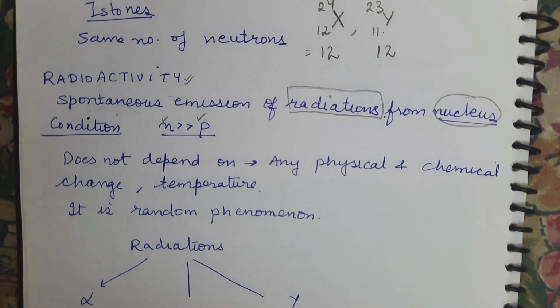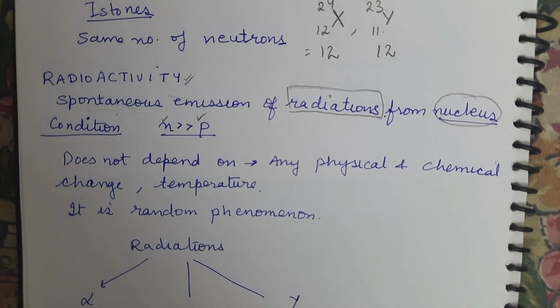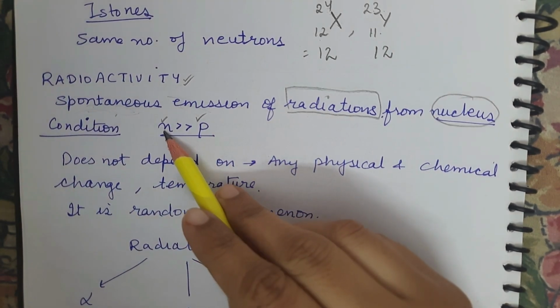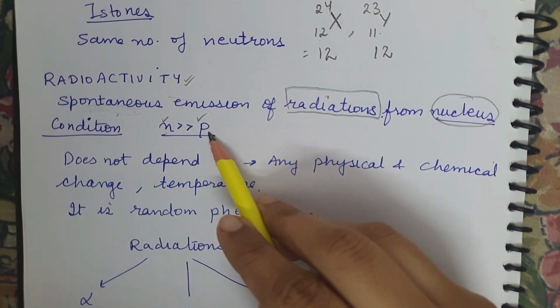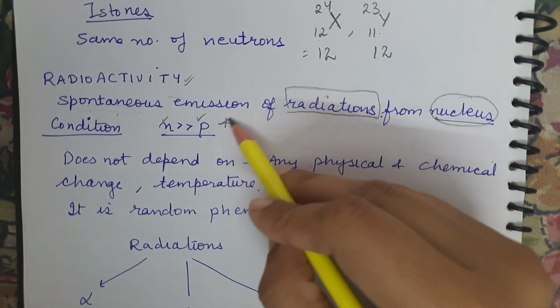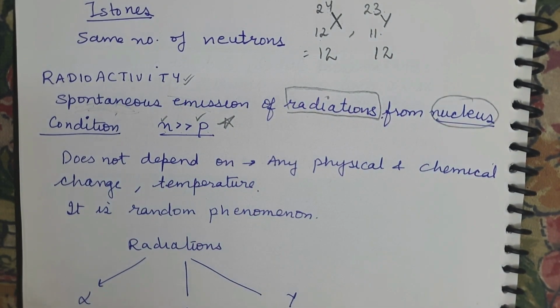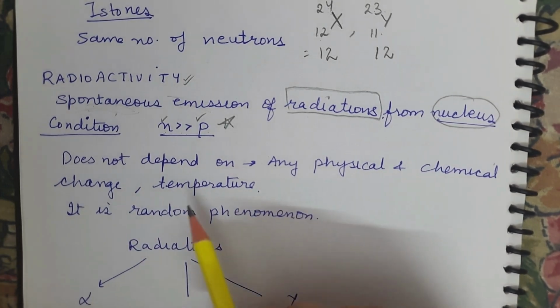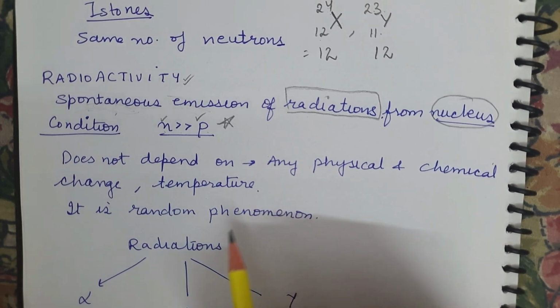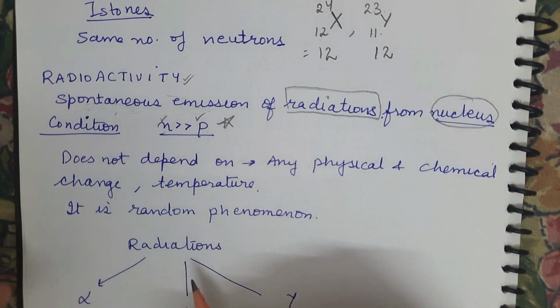For the condition for radioactivity, this question has been asked previously in the board exam also, the condition is that the number of neutrons should be greater than that of protons. This is the condition for radioactivity, very, very important. Next, radioactivity is a nuclear phenomenon, meaning where the nucleus is involved. So it will not depend on any kind of physical or chemical change or change in temperature.